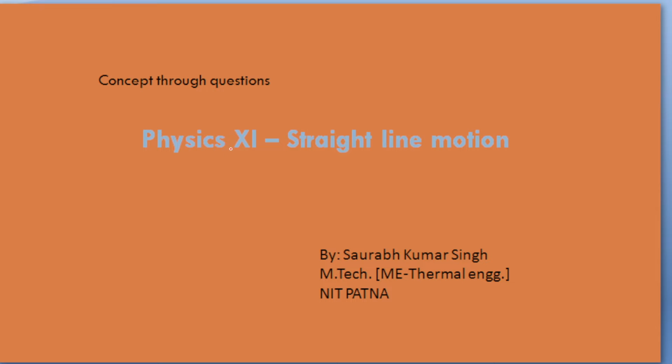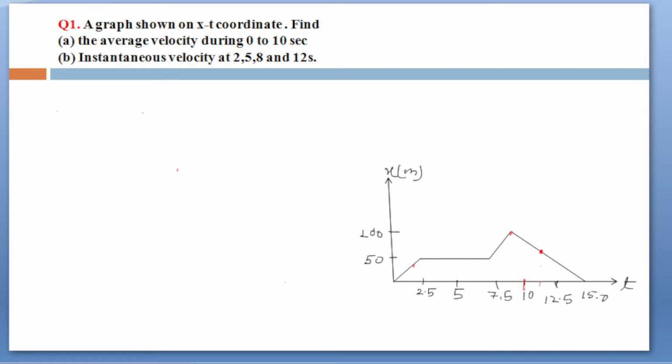Hello students, in this session we will discuss the question related to straight line motion. So the first question is, the graph is shown in x-t coordinates, and we have to find the average velocity between 0 to 10 second and the instantaneous velocity at 2, 5, 8 and 12 second.